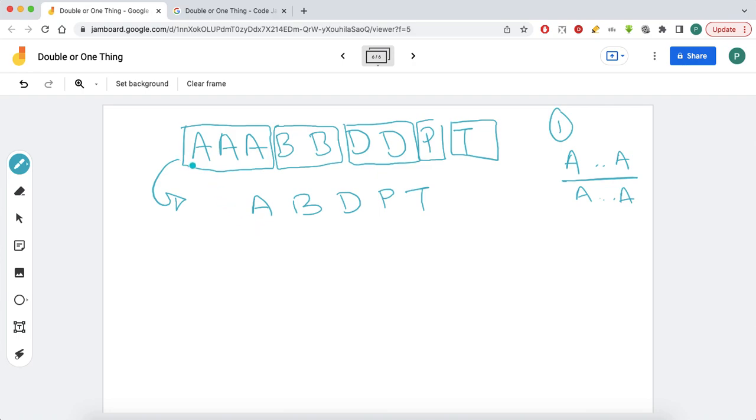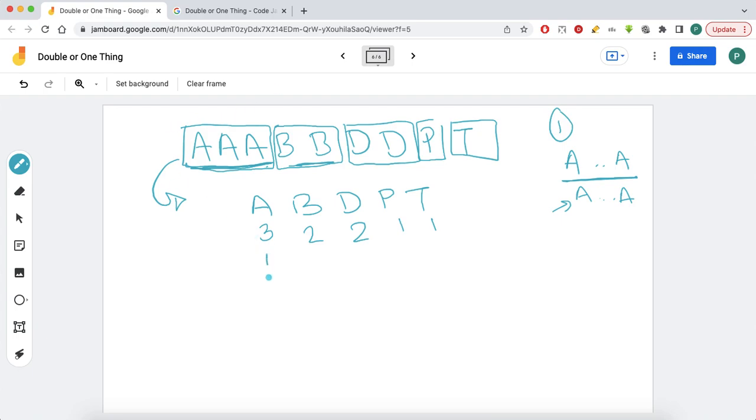Why have we clubbed this? Because we simply know from observation 1 that the answer for that string is that string itself. But we also need to store the number of times each character has been repeated. A has been repeated 3 times, B has been repeated twice, D has been repeated twice, and P and T once each.